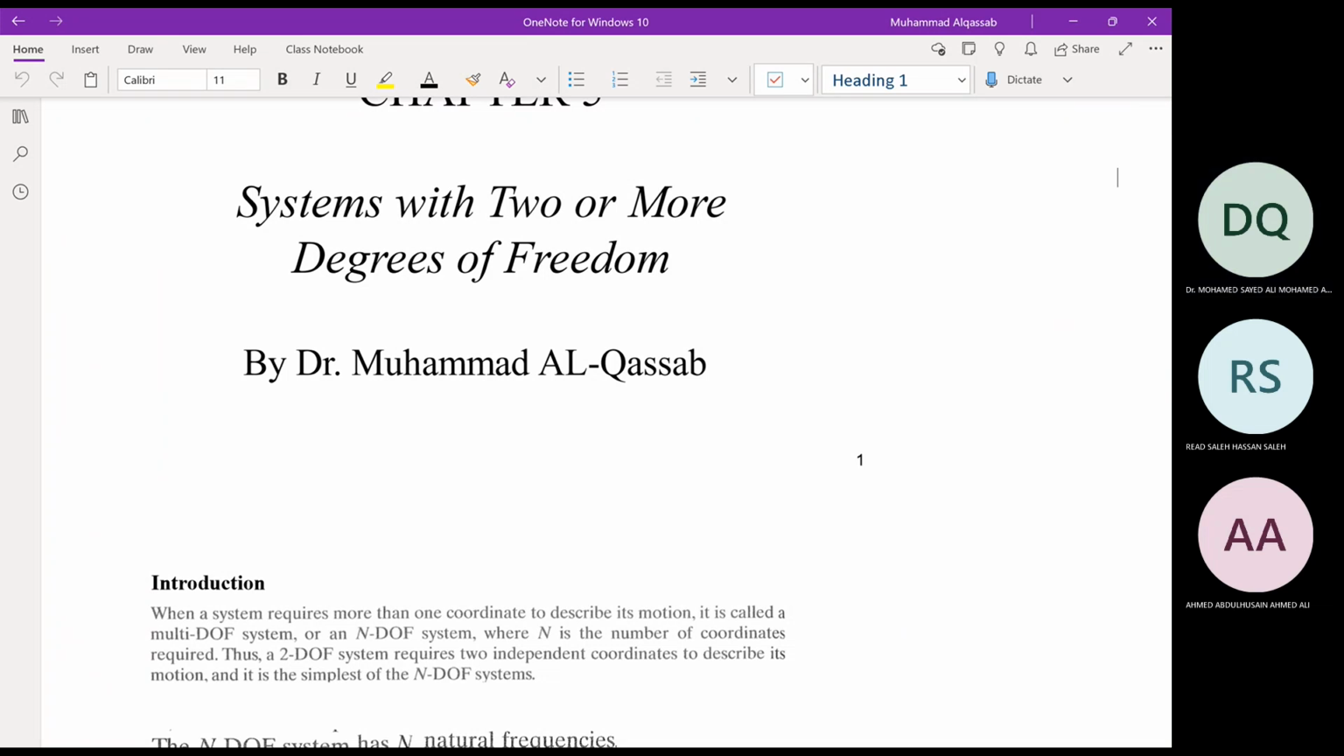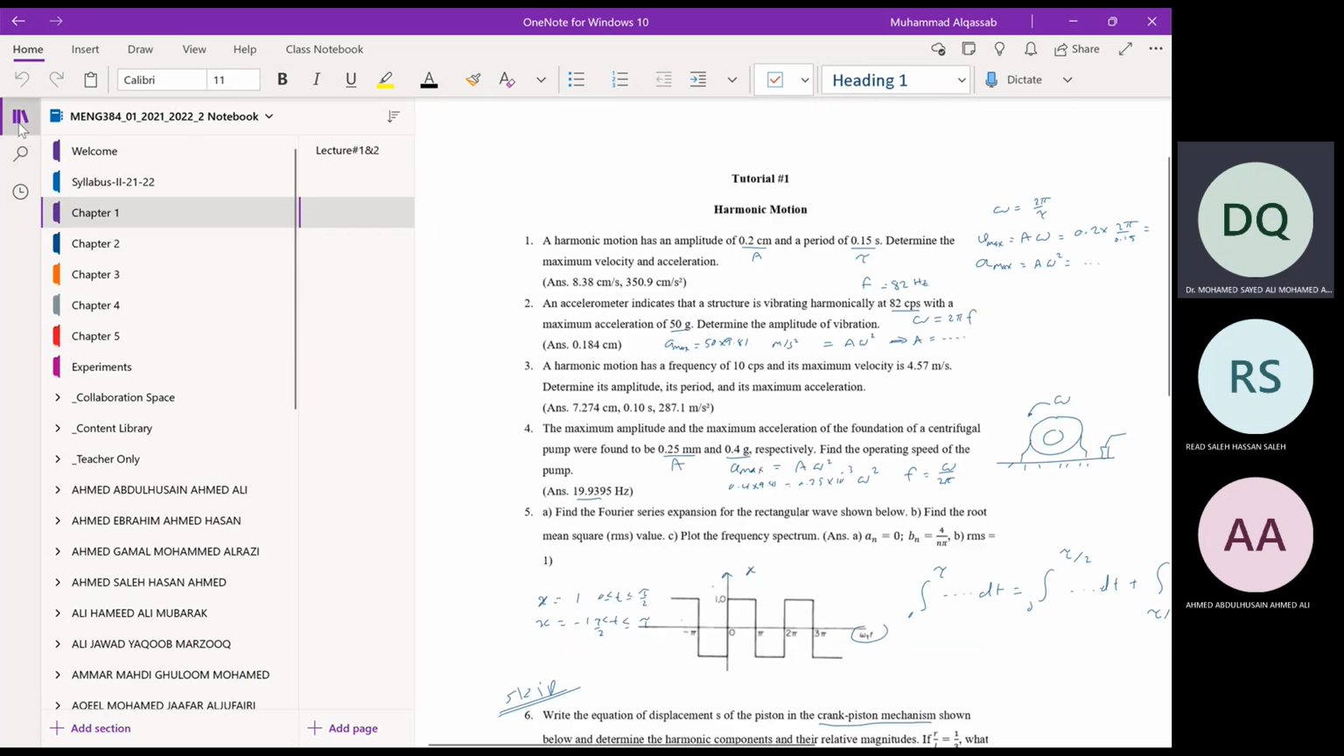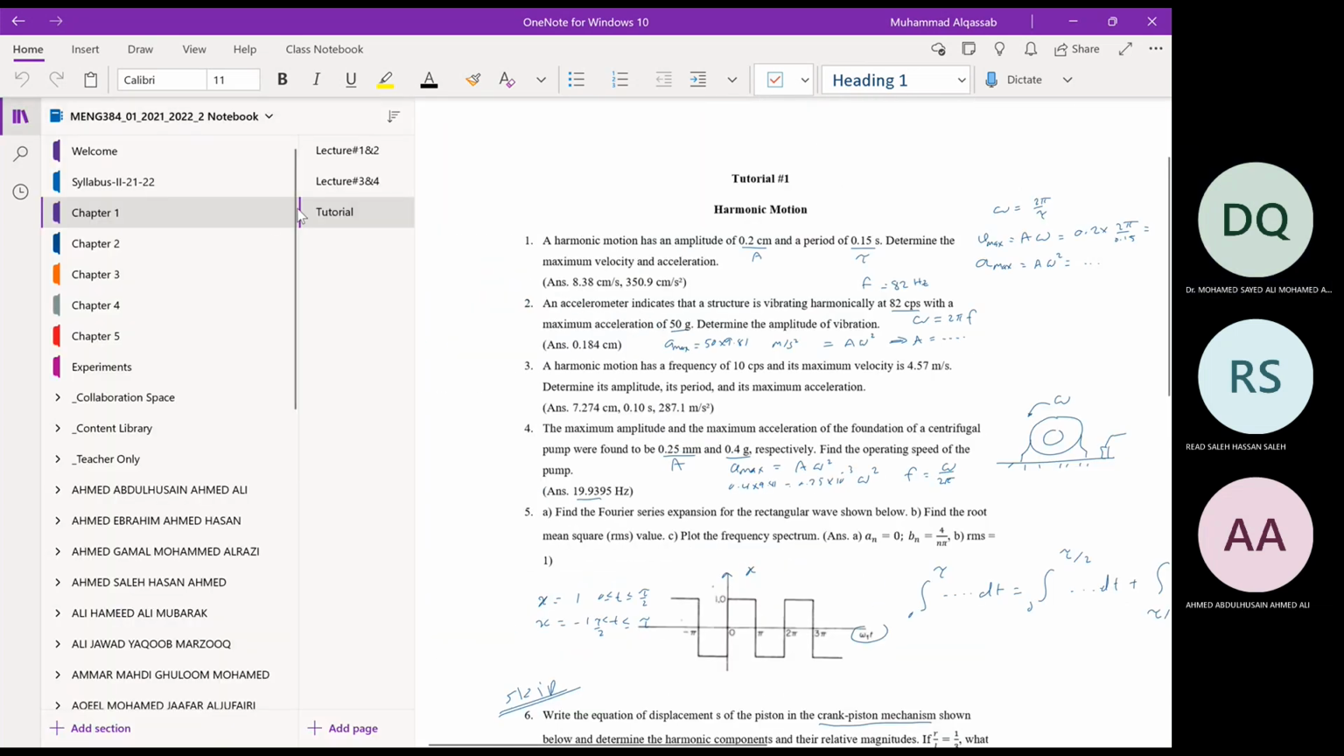In 2 degrees or more, this is the name of the chapter. 2 degrees means we have 2 independent variables required in the system. And the main thing is that they are independent. If you go back to the introduction we did in chapter 1, the chapter 1 lecture.